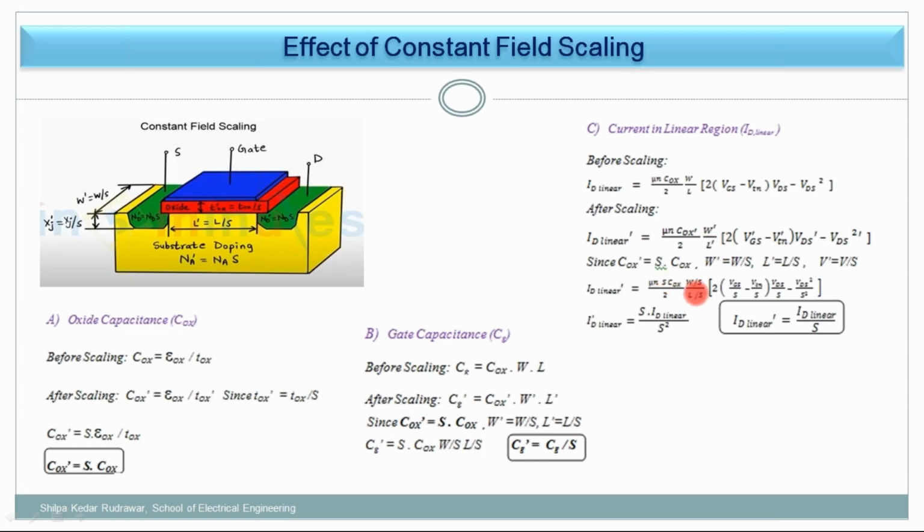W dash is nothing but W by S. L dash is nothing but L by S, because we have scaled down the length as well as all the parameters. So all the scaled down values we are putting over here. After substituting this over here, what we got is this one.